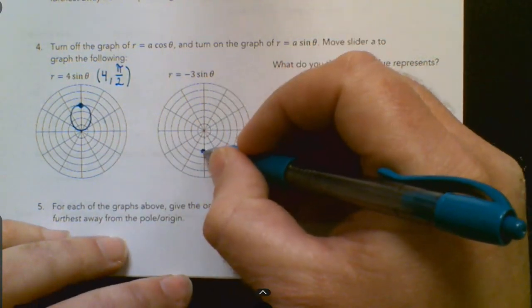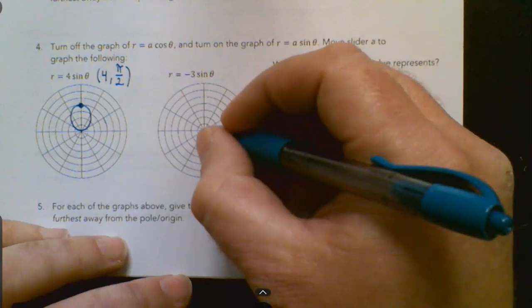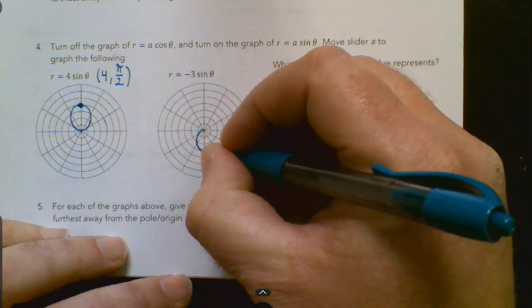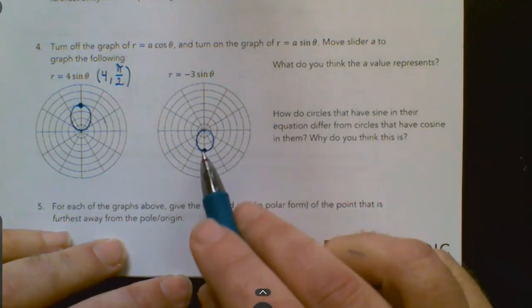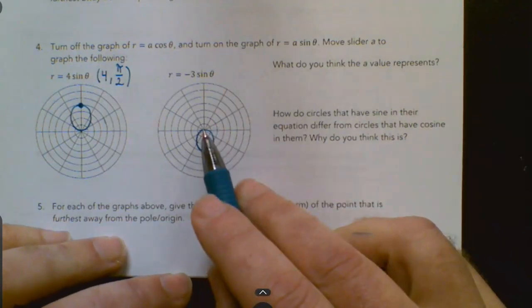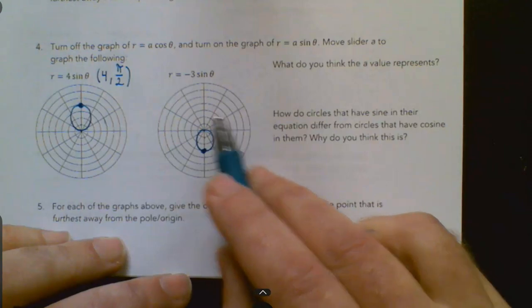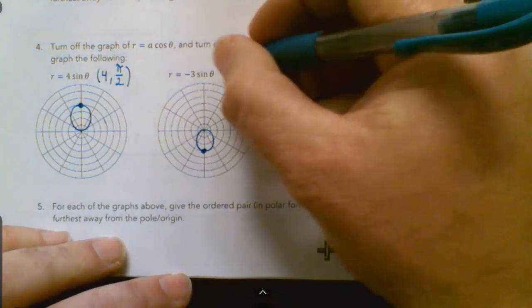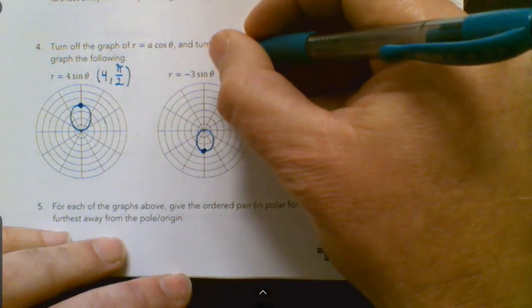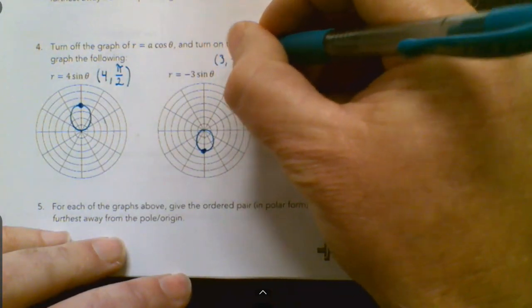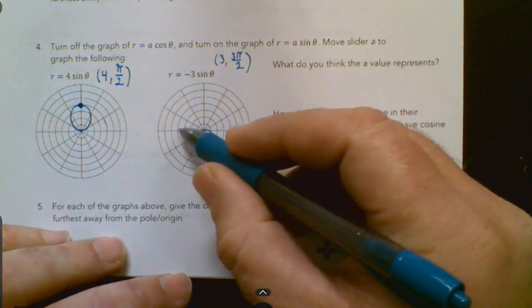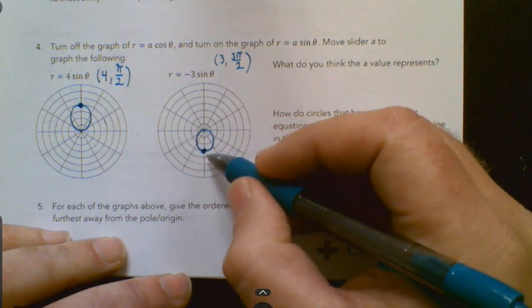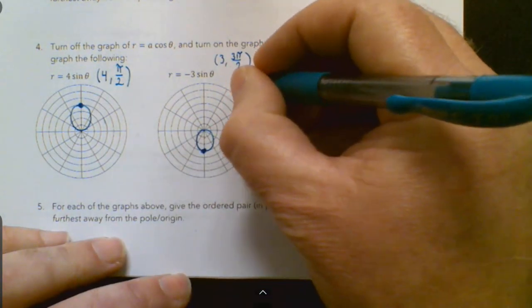All right, so there's going to be the lowest point on the graph. So we have a diameter of 3. The circle looks like this. If you did want to write this as an ordered pair, you could either say I went 3 and then 3 pi over 2. So that would be a good way to look at it. You could say I went negative 3 and then pi over 2. That would be fine.